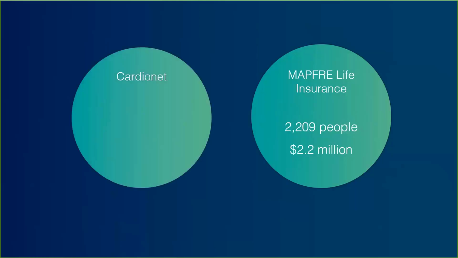Then we have CardioNet, who had the theft of an unencrypted laptop. So again, it was unsecured PHI. Theirs was just shy of 1,400 people, and they paid $2.5 million.